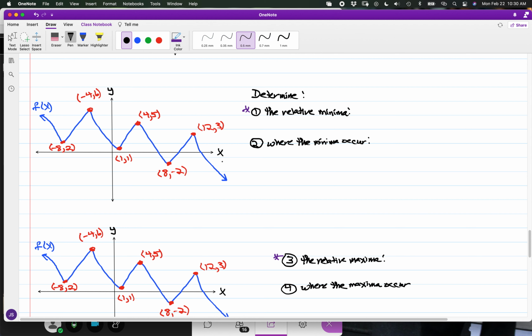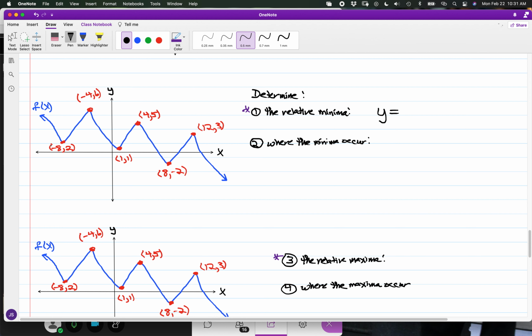For this graph f of x, if we're looking at where the relative minima are going to occur, for the relative minimum you're going to be looking at the y values of concern. Again, you're looking at your points where they kind of dip. So in the mix we're looking at this ordered pair, and also this ordered pair.